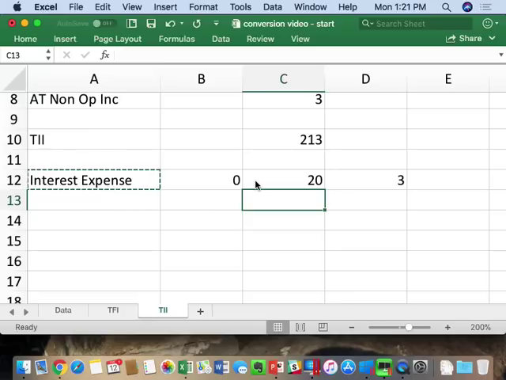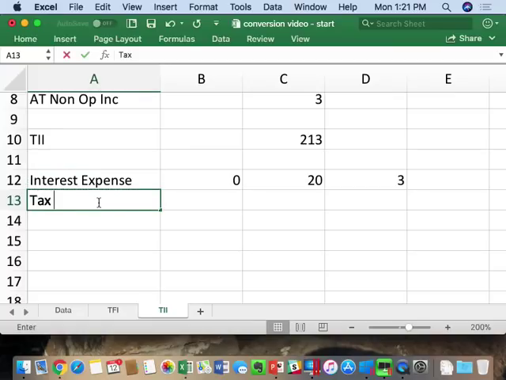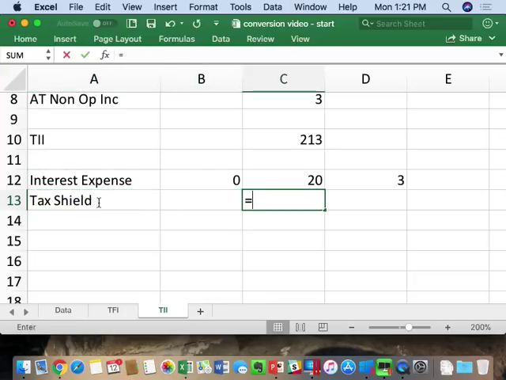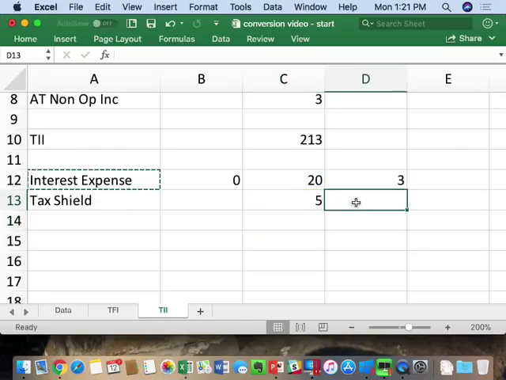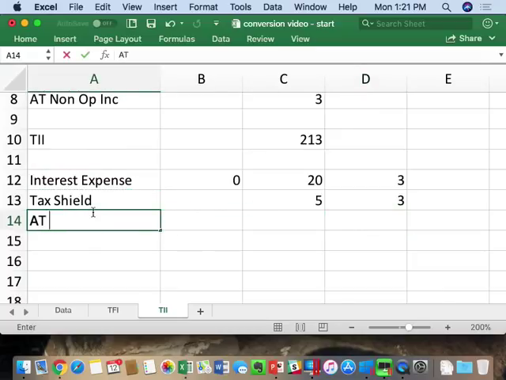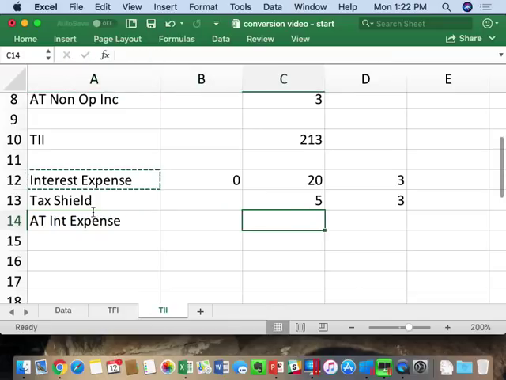Except what I want is not the 20. What I want is there's going to be a tax shield. I can still deduct interest as a company, as a cost of doing business. So I'm going to deduct the 20 at a 25% tax rate, and I'm going to save $5 million in tax shield. So my after-tax interest expense is 15.